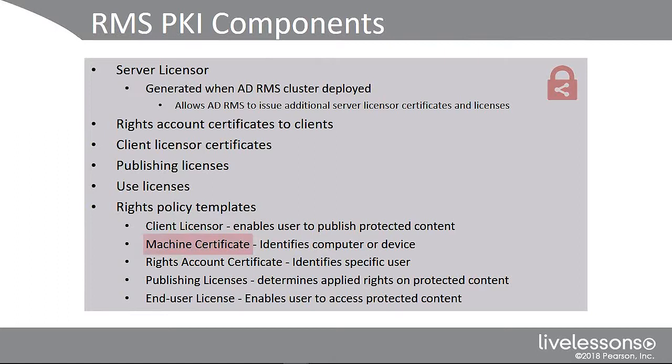We have a machine certificate to identify a computer or device. We have a rights account certificate which identifies a specific user. Publishing licenses determine applied rights on protected content. And then we also have an end user license which enables a user to access protected content. So understand the difference between a client licensor, which publishes protected content, and an end user license, which allows a user to access protected content.